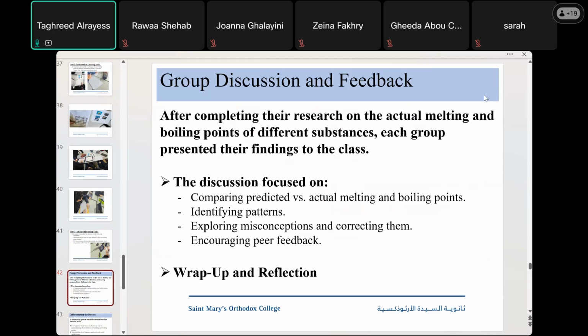To wrap up the activity, and as a reflection, I summarized the key points about melting point and boiling point, reinforcing the definitions, and focusing on real-world applications. So here, learners were able to reflect on what they learned by answering questions such as what surprised them the most about melting point and boiling point, and where do they observe these phase changes in daily life. So this reflection step has ensured that learners consolidated their learning, but also related it to real-world contexts or applications.